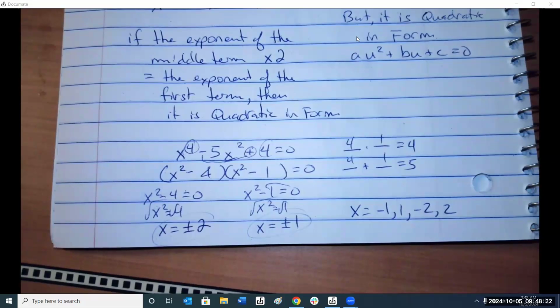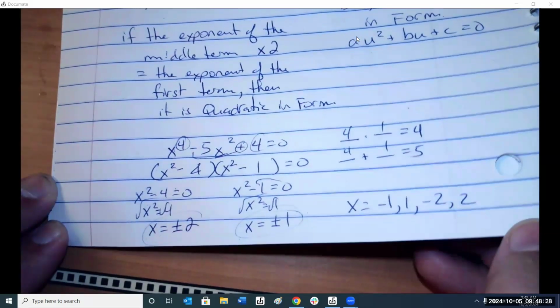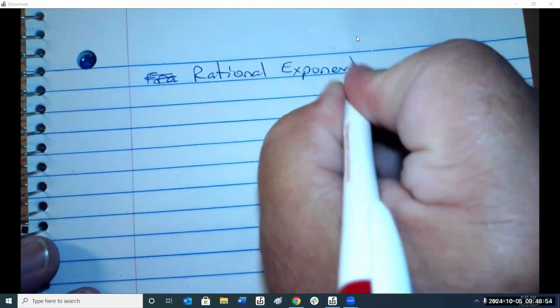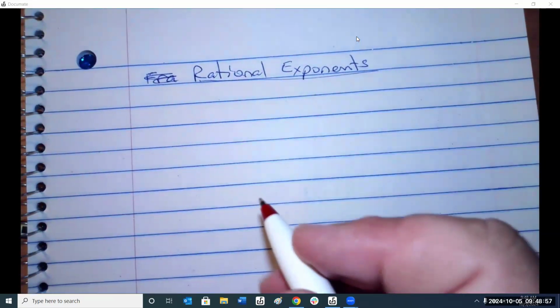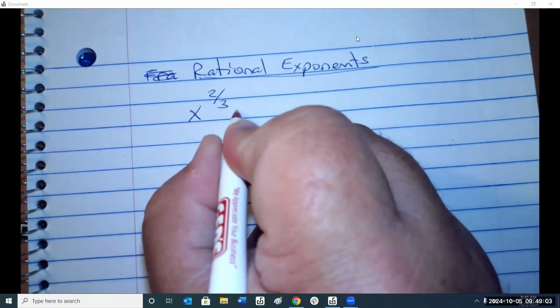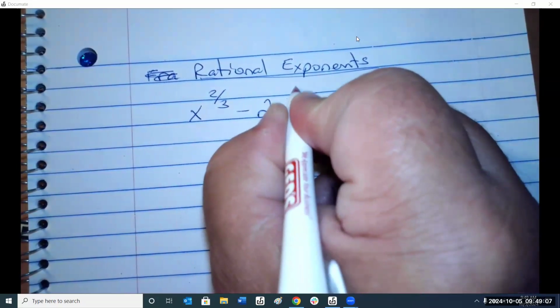Will it always be that straightforward? Usually not. Because what's going to happen here is we can have rational exponents, and we can have equations that look like this.